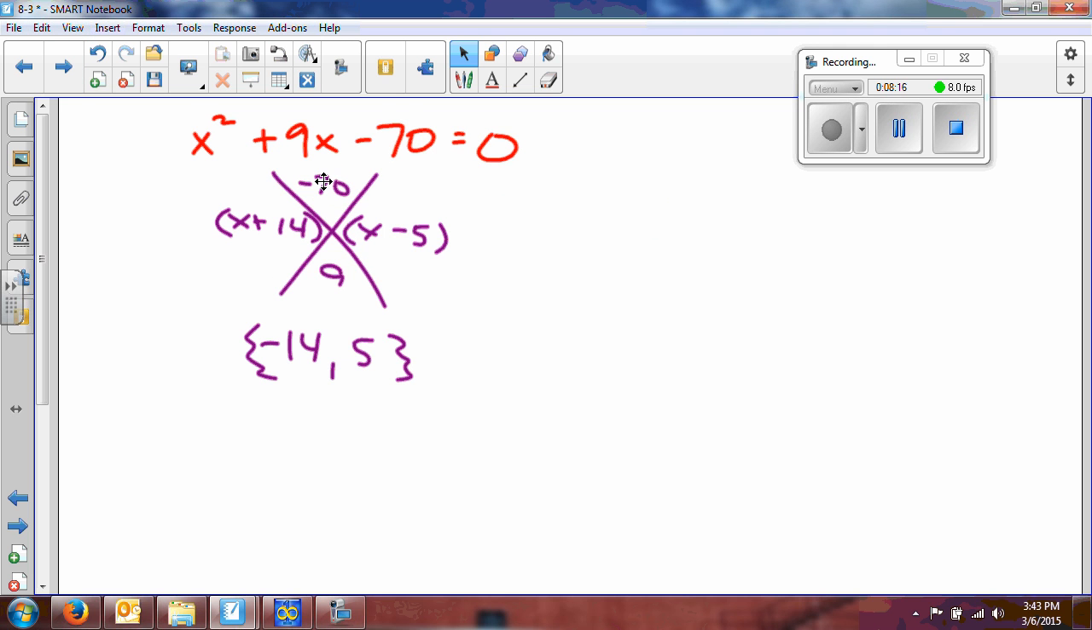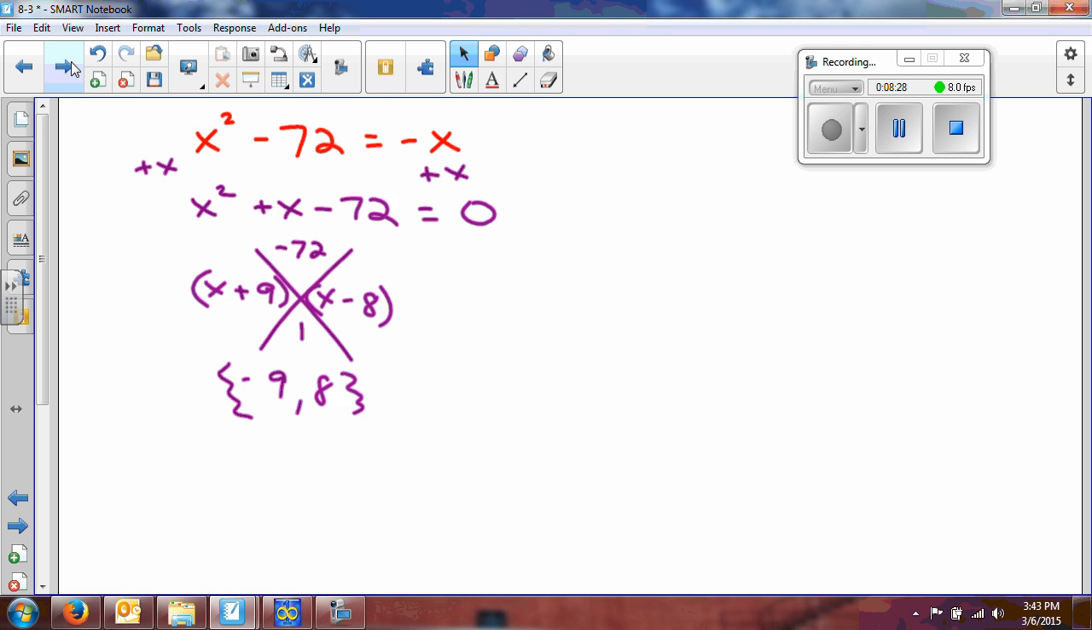Same thing here, negative 70 on top, 9 on bottom. This one worked out a little bit later, but it was 14 and negative 5. 14 minus 5 is 9. Then I'm going to pull negative 14, positive 5. So y'all got that pretty easy. It's when we didn't have equals 0 that kind of threw you guys off a little bit.